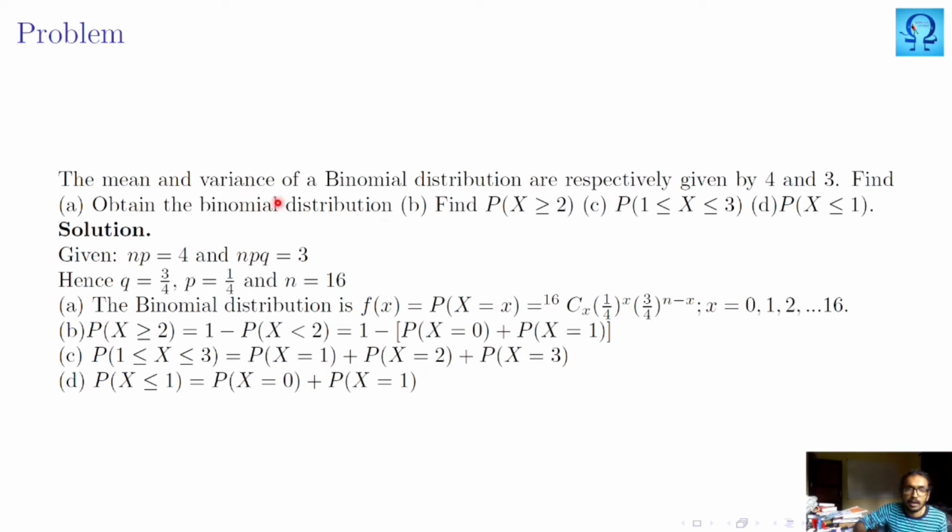Moving further, we have another problem. This is the same problem that we have done. So we are obtaining the binomial distribution of this form. Next, whenever you need to calculate some probability like x greater than or equal to 2, you can do this as 1 minus P(x less than 2). Here it is starting from 0 only, so 0 and 1, only those two probabilities you will have to calculate and subtract from 1. Similarly, for 1, 2, 3, only those three probabilities you will have to calculate and add them up. For probability of x less than or equal to 1, including 1, it is starting from 0, so 0 and 1 only you will have to calculate.